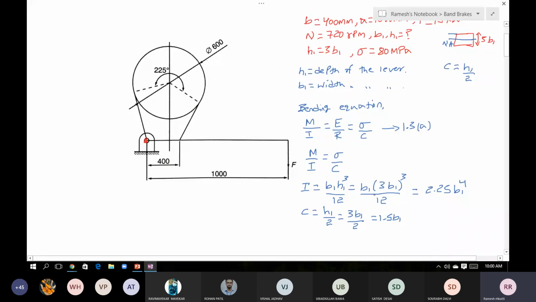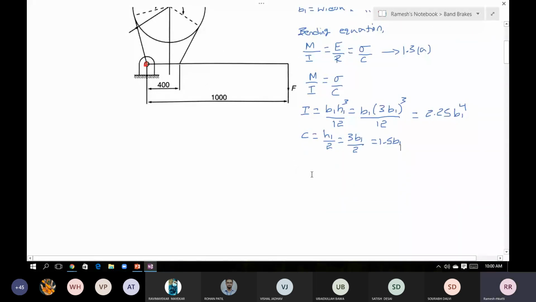Otherwise, I will write down this bending moment also. As we know, bending moment M is equal to the maximum force. Bending moment is vertical load into perpendicular distance up to the fulcrum. F into how much is the distance? It is 1 meter or 1000 mm. Therefore, maximum force into A. A is the distance between the applied load and the fulcrum.